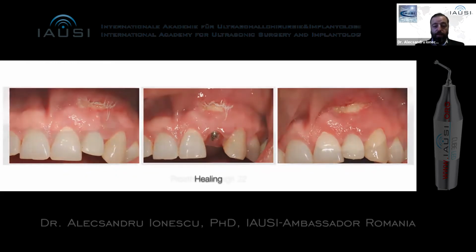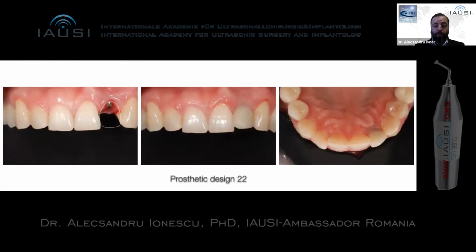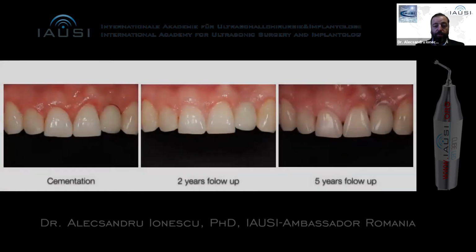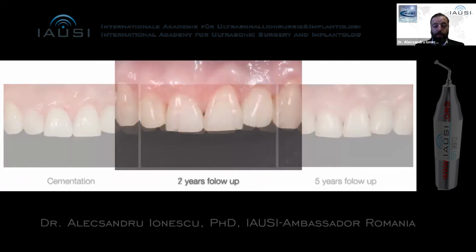So this is the healing, the provisional after we placed the abutment on the lateral, and now with a definitive restoration after cementation after 2 years and after 5 years. You can see that especially the fixed gingiva around the implant is very stable. Of course, we lost some of the gingival height, but it was not only near the implant. It's a general situation because the patient is aging and she didn't want to do anything in this regard.